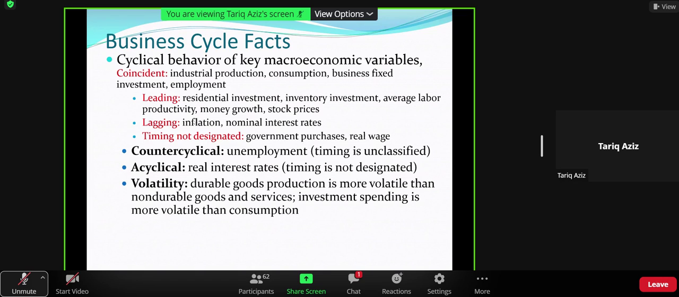Then there are lagging variables, for example, inflation, nominal interest rates. Yes. Sir, leading variables ka example aggregate demand ho sakta hai kya?